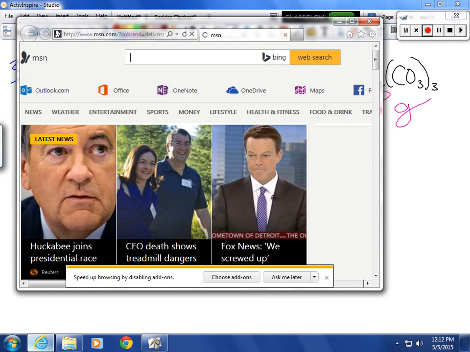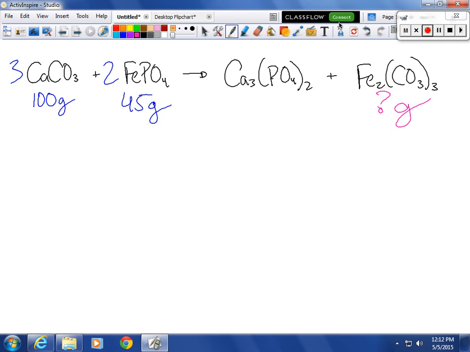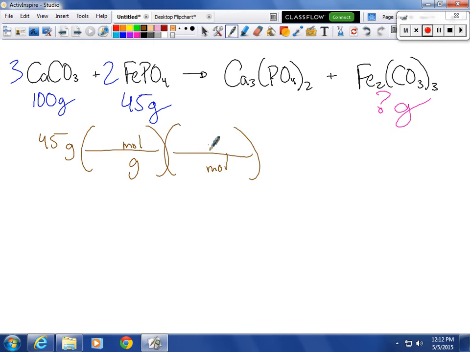The problem is, I don't know which one I need to pick. Do I pick 45 because it's the least? No, thank you. All right, so let's run through this real quick. You know what's going to make it simpler? Let's leave the compounds out just for fun. Okay? So 45 grams of this. We're going to moles of that. And then we're going from moles to moles.